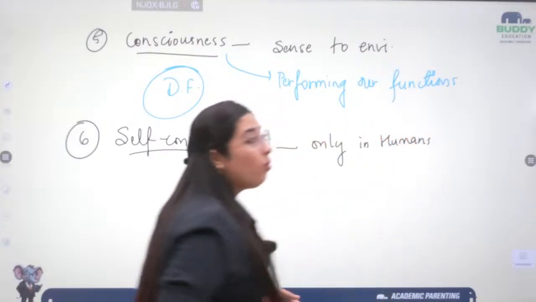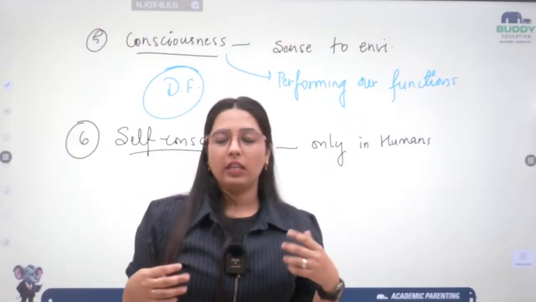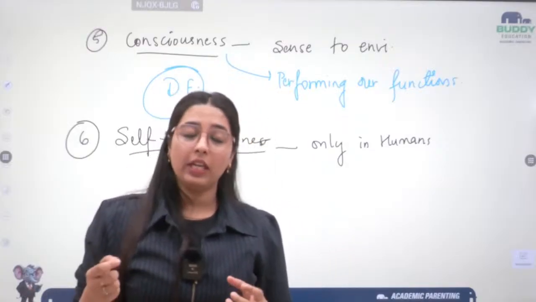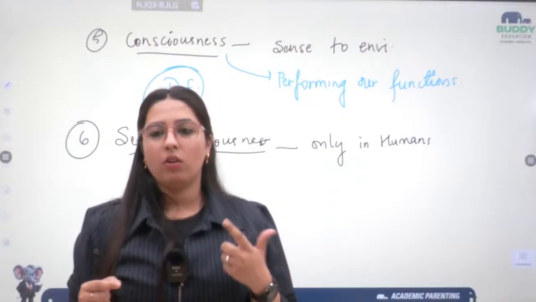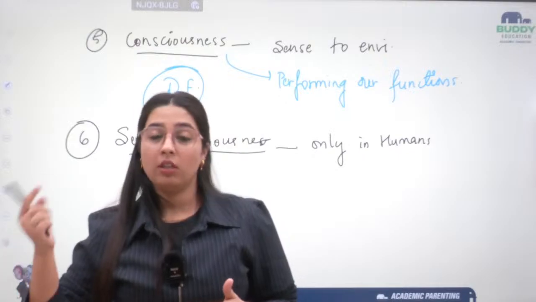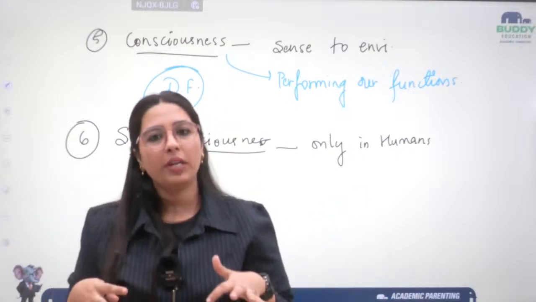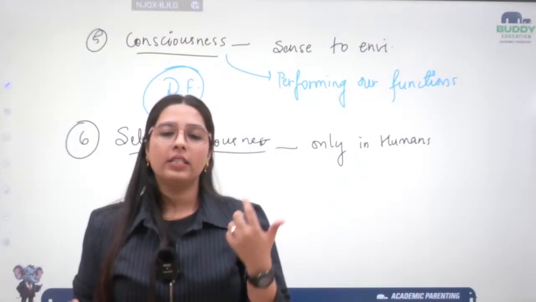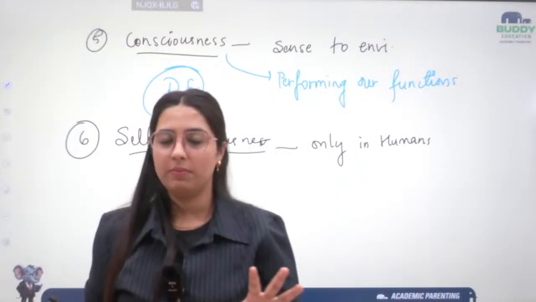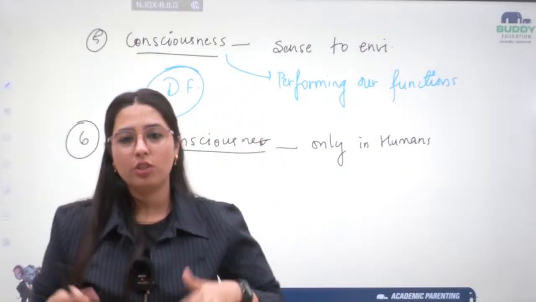Because we have emotions, we have feelings. So if someone is talking rudely to me, if someone is loud to me, I'll think, that person is rude to me, I won't talk to that person anymore, I won't talk to that person in this way now. I have my own brain. So only humans have that self-conscious feature. Yes, living organisms have consciousness, but only humans are self-conscious towards themselves.